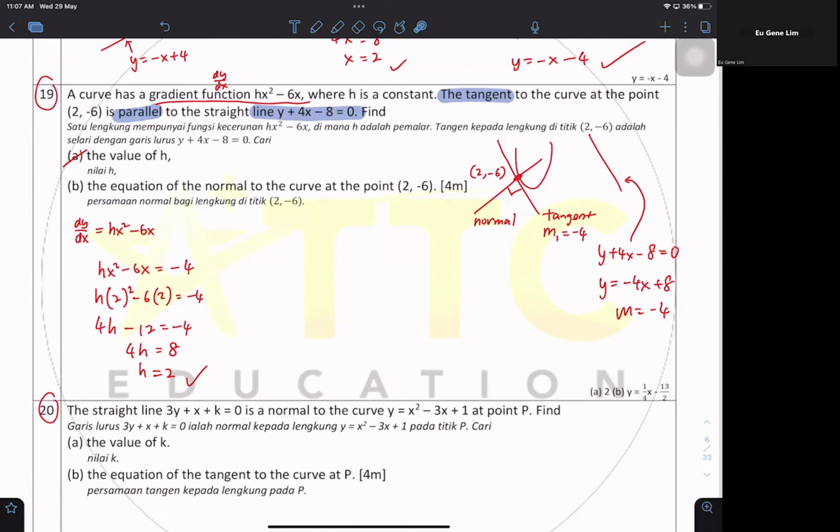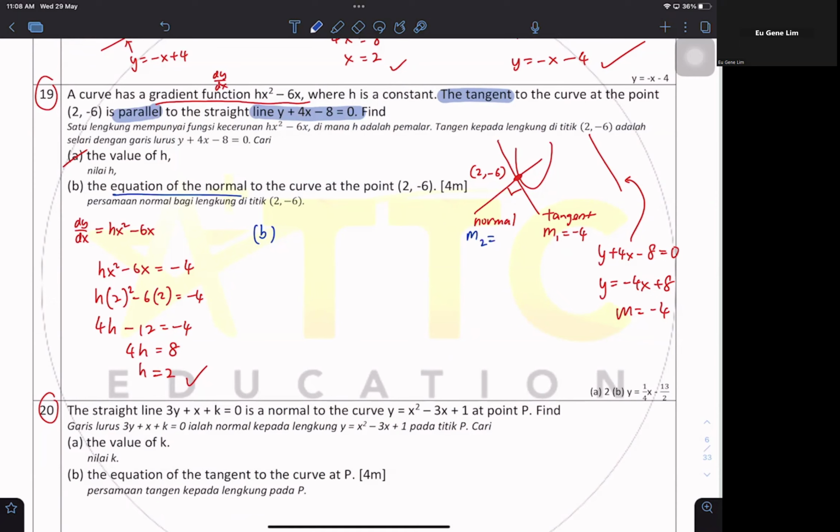Next, question B. Find the equation of the normal. Now, this one I don't want to do already. Equation of normal, you should know how to do. If you want to find the normal equation, what should you do first? You should get the gradient first. You want to find the equation, you must have the gradient first, right? What is the gradient of normal? Yeah, M2, right? So you should go and find M2 first.